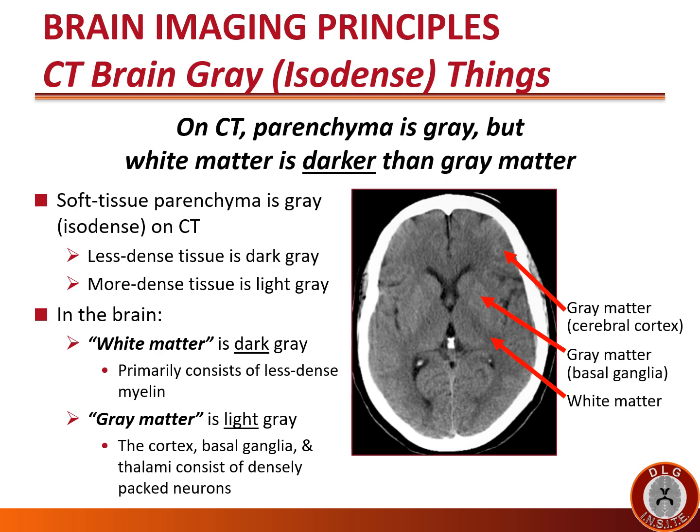In the brain, white matter is dark gray because it primarily consists of less dense or fluffy myelin, whereas gray matter is a lighter gray because it's more dense. The cortex, basal ganglia, and thalami consist of densely packed neurons. So in the picture to the right, one can see that the cerebral cortex and the basal ganglia are both a lighter gray. And yet the white matter, for example, in the posterior limb of the internal capsule, where this arrow is pointing, is darker, even though it's so-called white matter.